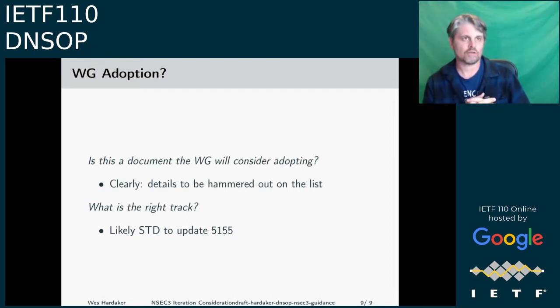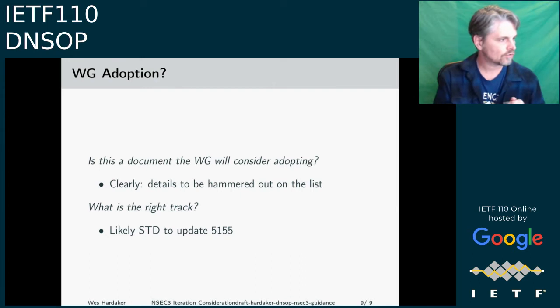It's actually, I think the first version I published was a BCP. Note that we're putting some SHOULDs and other things in there, and it really is updating 5155. So it seems to me like a standards track is probably the right way to go. Informational is even thrown around at one point. So with that, that's the end of my slides, and I'll turn it over to the chairs for a discussion of, is this something we want to adopt?